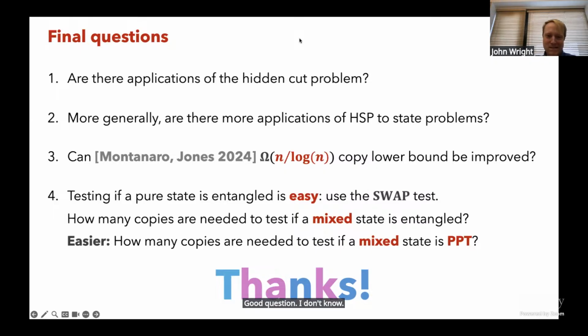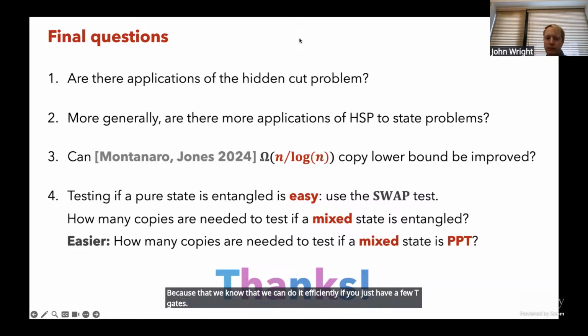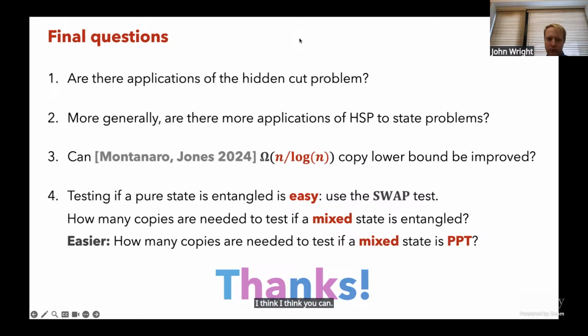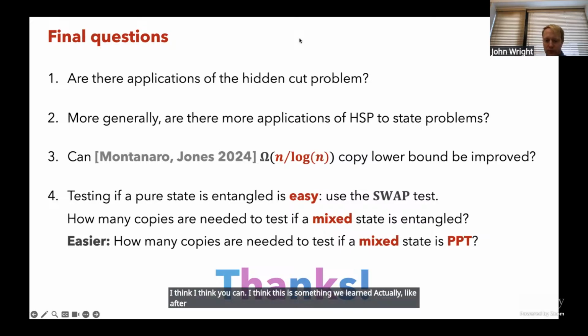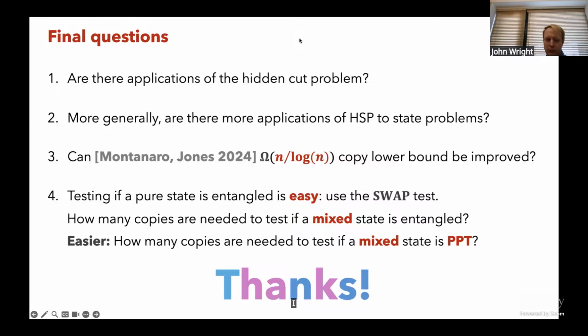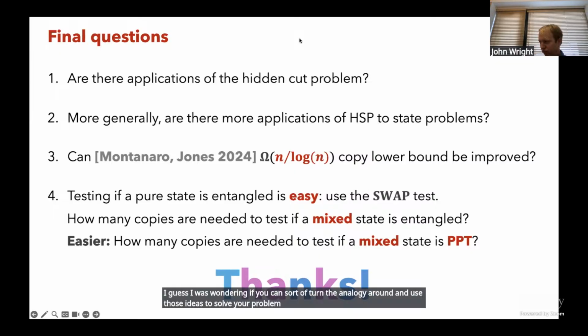Okay, because we know that we can do it efficiently if you just have a few T gates. I think this is something we learned actually after QIP based on some discussions with many folks. I think you can use the state HSP framework over the Pauli group to show that you can learn if a state has a small number of stabilizers or not. So in the case that you have a stabilizer state, you throw a few T gates in. I guess I'm wondering if you can turn the analogy around and use those ideas to solve your problem for the higher rank setting.